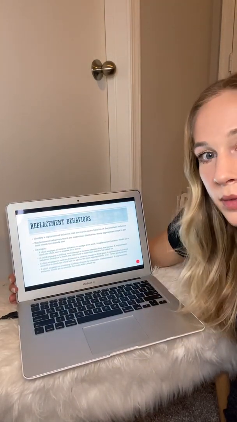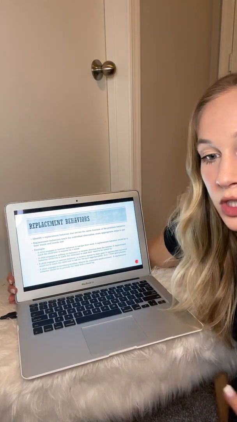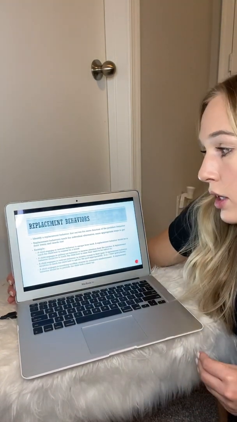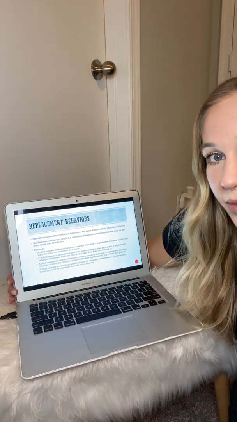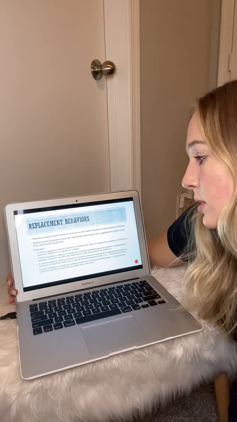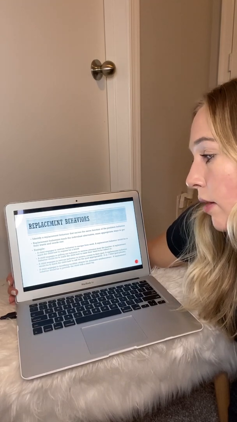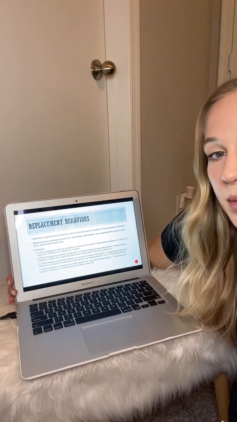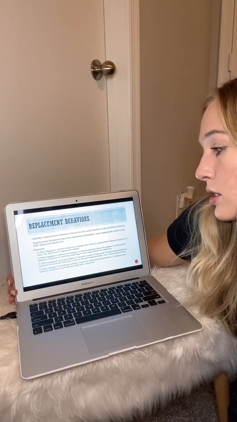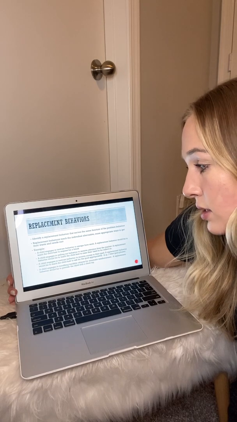So what do we do? We've identified the function. We want to decrease the behaviors. From here, we look at replacement behaviors. So we want to identify a replacement behavior that serves the same function of the problem behavior. Replacement behaviors teach the individual an alternative, more appropriate way to get their wants and needs met.